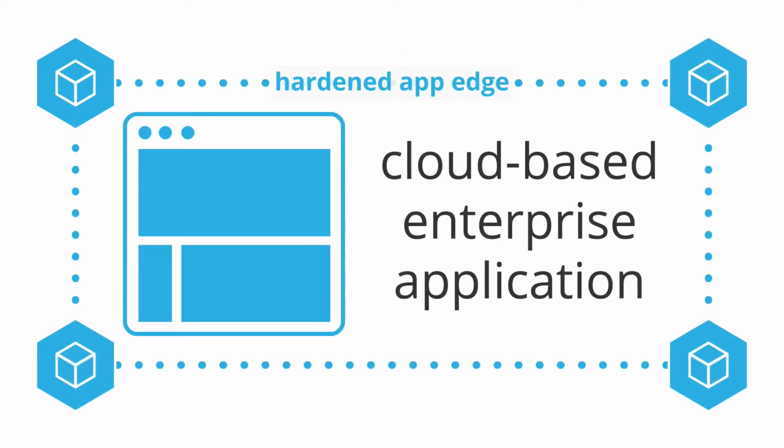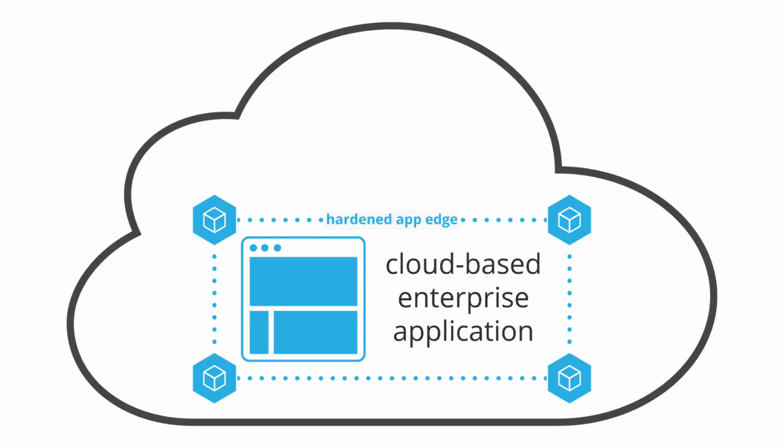What it does is VNS3 takes all the network connectivity and security functions that are normally available at the data center edge and provides them at the application edge. This is especially important when running workloads in third-party controlled environments like public cloud.